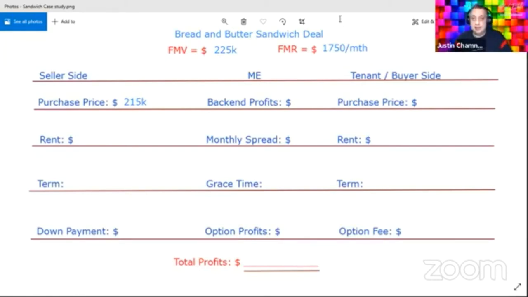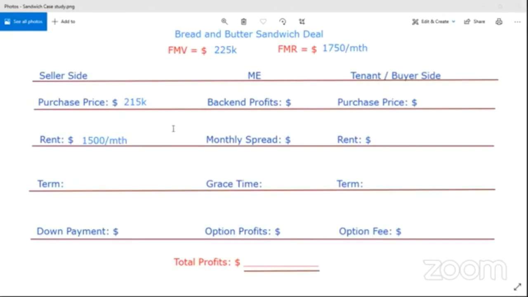I was able to get the property under contract with the homeowner for $215,000. That's only $10,000 off the $225,000 fair market value, but that adds up. So we have a fair market value of $225,000. The agreement with the seller is for $215,000. Now, rent monthly with the seller is $1,500 a month. Remember, fair market rent for the neighborhood is $1,750. So we got a nice little spread there.